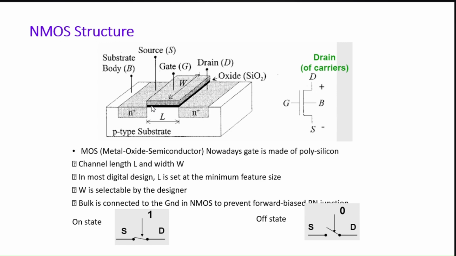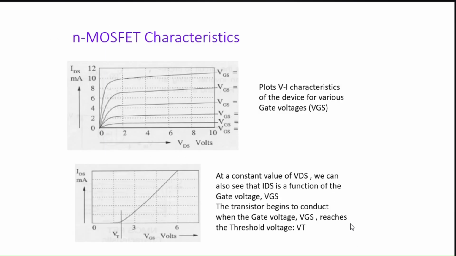In most digital designs, actually, the L is fixed at the minimum feature size of the technology, while W, or the width, is something that the designer can tune to control the transistor strength. Also note that the bulk is connected to the ground in NMOS to prevent any forward biased PN junctions. On the right, you can see the simplified switch symbol, a closed switch for the on state and an open switch for the off state.